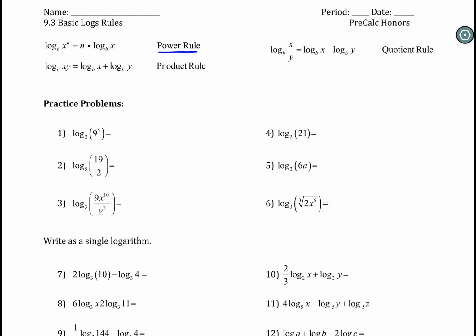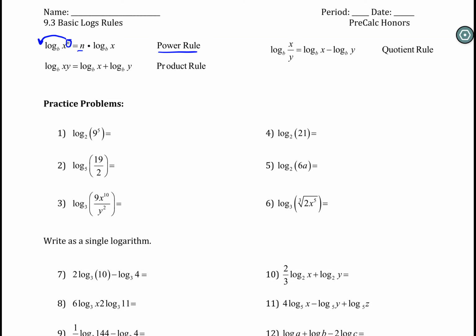So power rule, all right? If you notice here, I can take the exponent. So the exponent that I have here, I can power it down. I can put it in front of the log expression. That gives me that n, and then I can just multiply that by whatever the log is. So if we look at this example here, 9 raised to the fifth.